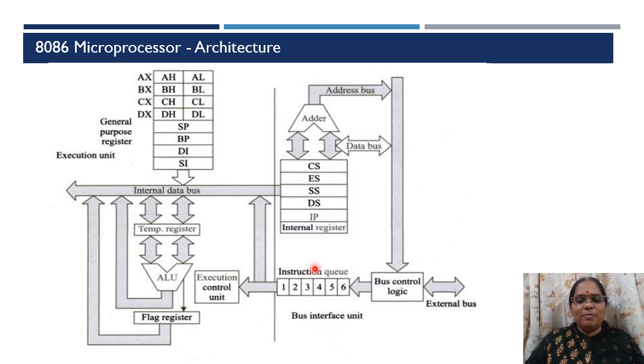This unit will keep on fetching data, that is code, from the memory and feeding it into the queue. The role of the execution unit is to fetch the data from the queue, decode it, and start executing it. Both will function in a parallel way. So that's why your process will happen at a faster rate. Speed will be increased. That is the main advantage of the 8086 microprocessor.